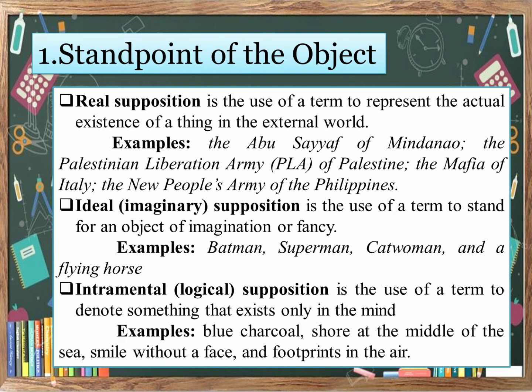The examples only exist through television and not in real life, because it is the ideal or character of a real that exists in this world. Next, instrumental or logical supposition is the use of a term to denote something that exists only in the mind. Examples: blue charcoal, shore at the middle of the sea, smile without a face, and footprints in the air.